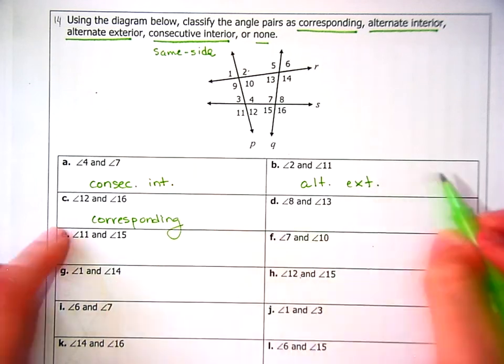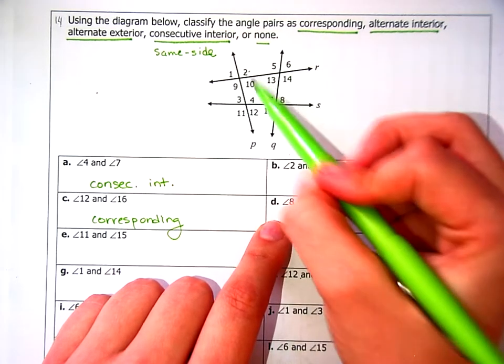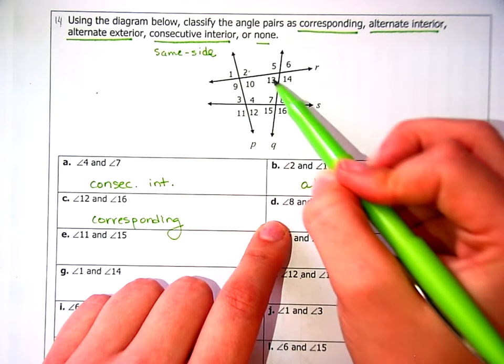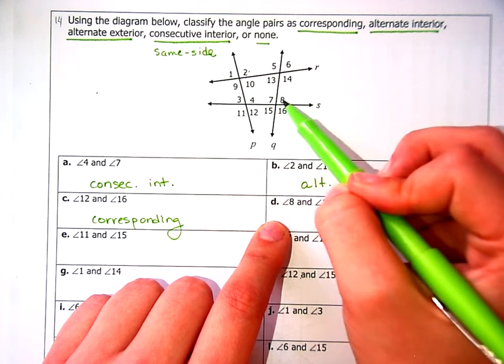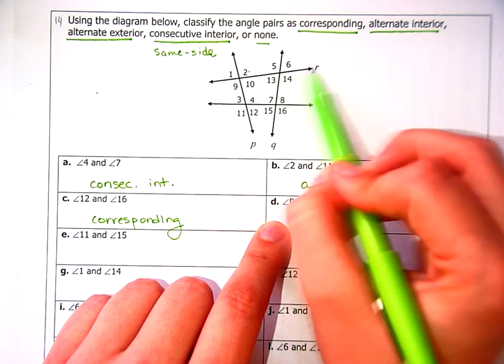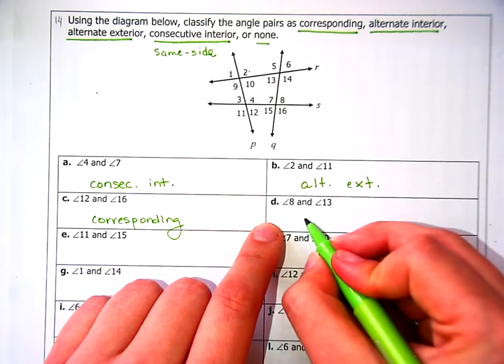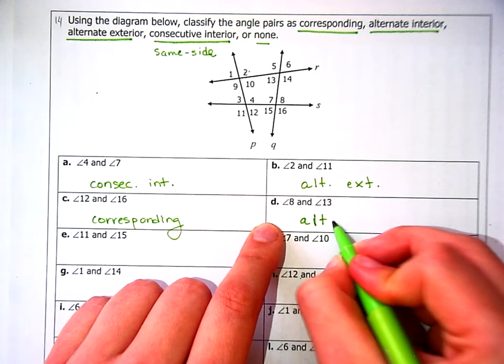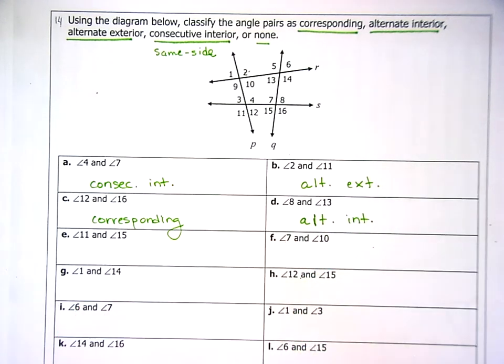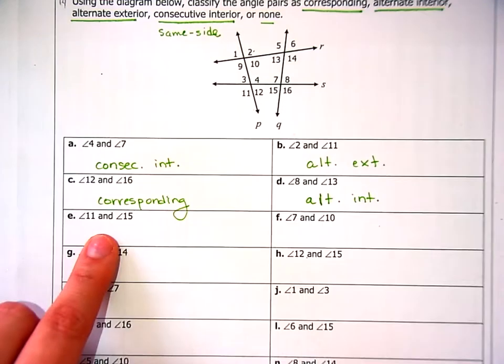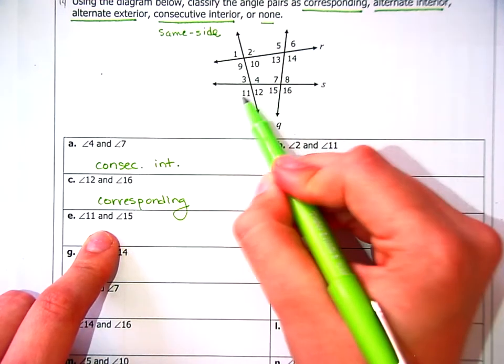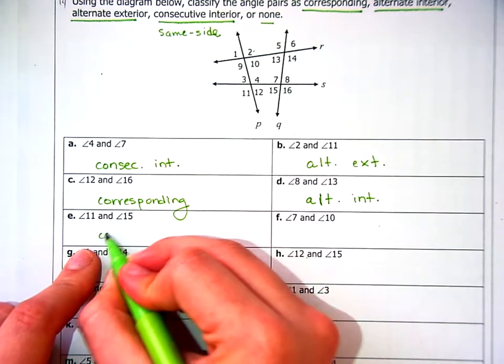Corresponding. 8 and 13. Okay, these are on alternate sides, but they're on the inside of the two lines they don't share, so that's alternate interior. Again, just abbreviating my words. Okay, 11 and 15. Those are another example of corresponding angles.